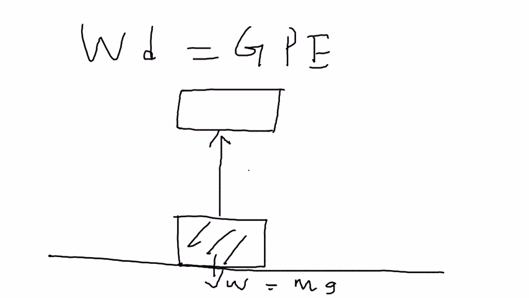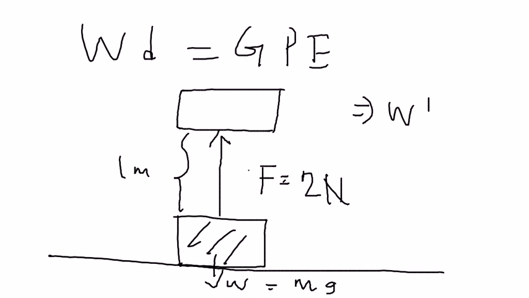So let's say the force that we use here is just 2 Newton, and the distance moved in the direction of the force is 1 meter. So in terms of work done, we take force 2 Newton multiplied by 1 meter, you get 2 joules. Joule is the unit for work done, because work done is another form of energy.